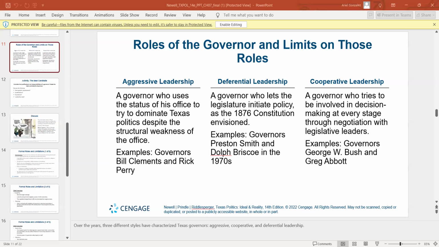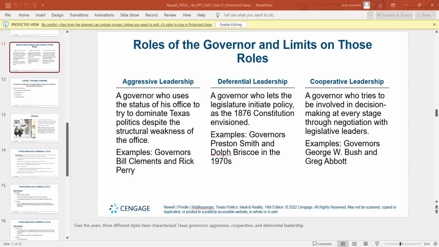Again, that's by design, because the state of Texas wants to diffuse as much of that power from the governor as possible, so that the governor doesn't become more like a president, where the president has complete control of the executive branch. The Texas governor does not have that complete control.